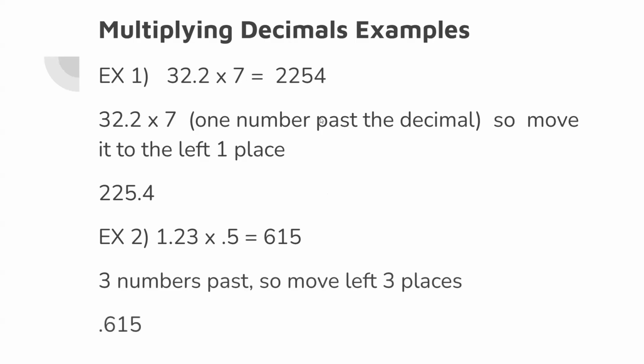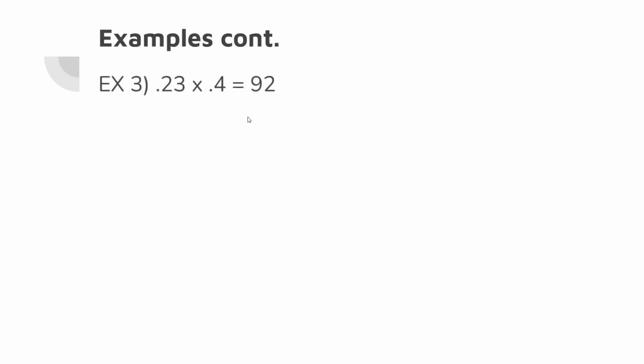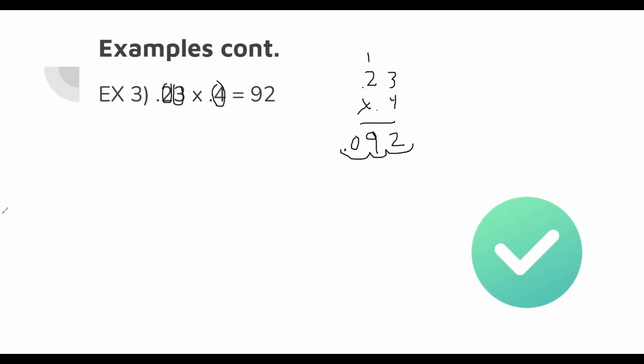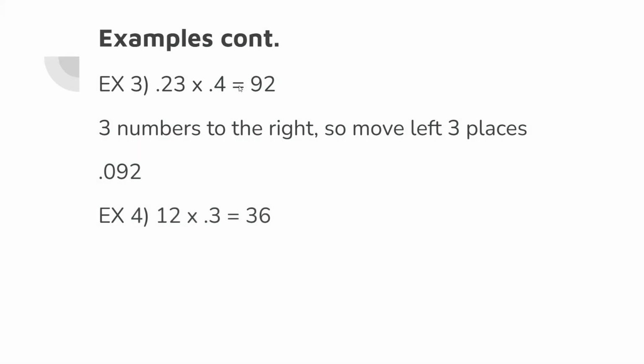All right, here's another example. 0.23 times 0.4. That's going to equal 92. And let me show you this because this gets a little tricky. So if I multiply, I get 12. 8 plus 1 is 9. Now, I have to move the decimal 1, 2, 3 places. So watch this. I'm going to go 1, 2. And if I run out of numbers, I move it one more time, and I put a 0 in there. And that's my answer.